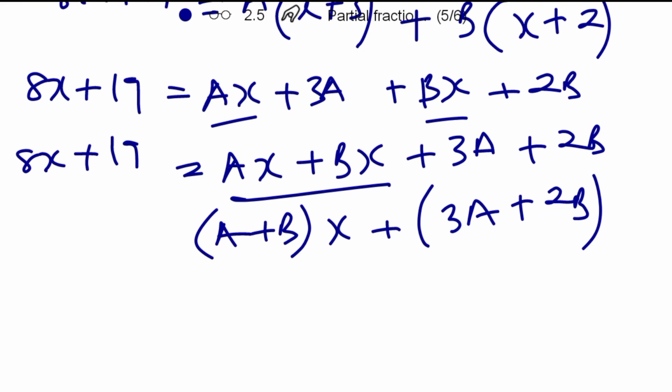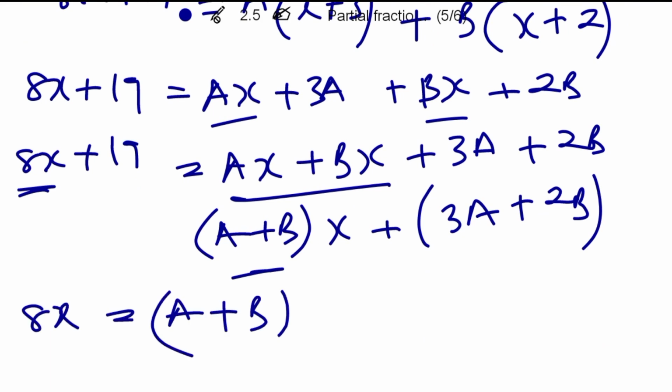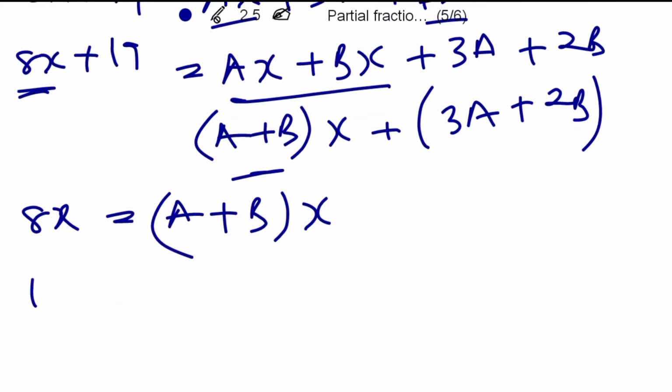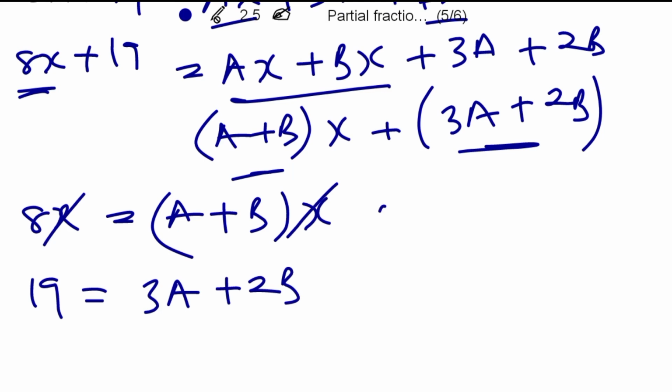So this 8x is going to go with this: 8x equals (a plus b) x. Likewise, the second part, 19, doesn't have x, so it has to go with this part also, because they are all constants: 3a plus 2b. As you can see, this x can cancel this x. So we are left with 8 equals a plus b, and this last expression, 19 equals 3a plus 2b.